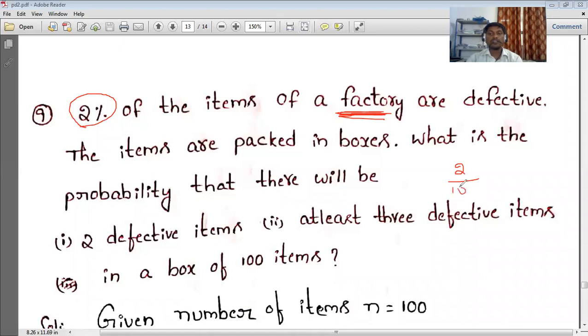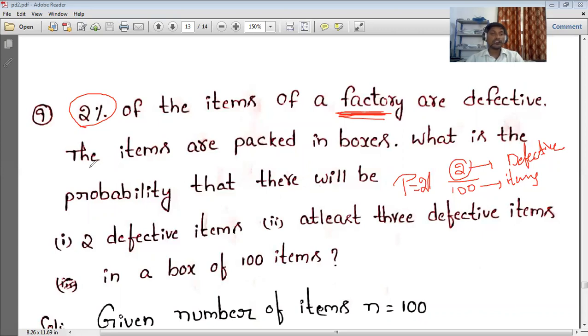It means if they are manufacturing 100 items, how many are defective? 2 defective ones. Okay, so that one they mentioned here. So the number of defective items is 2 out of 100. So it means what they give? The probability of defective items, p, is equal to 2%. So this one they mentioned in the problem.